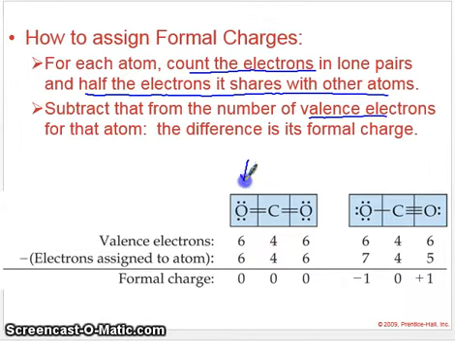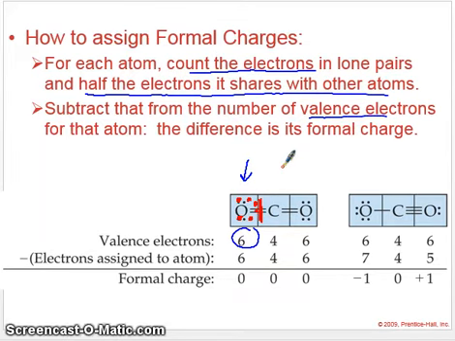If you take a look at oxygen here, oxygen brings 6 valence electrons from the periodic table, minus the electrons bonded to the oxygen. So if you take a look here, these are oxygen's electrons, these are oxygen's electrons, and then half of these are oxygen's electrons. So there's 1 and 2 here. So for a total of 6.